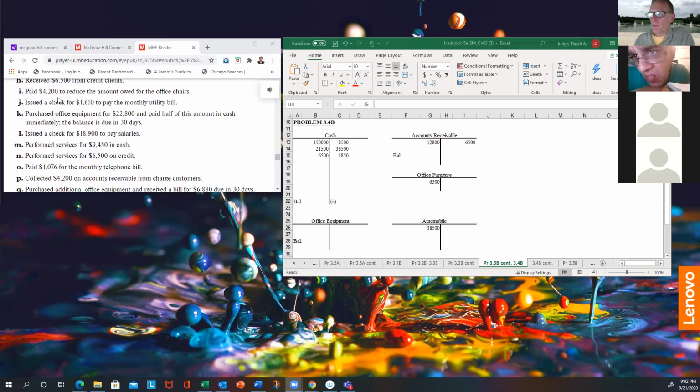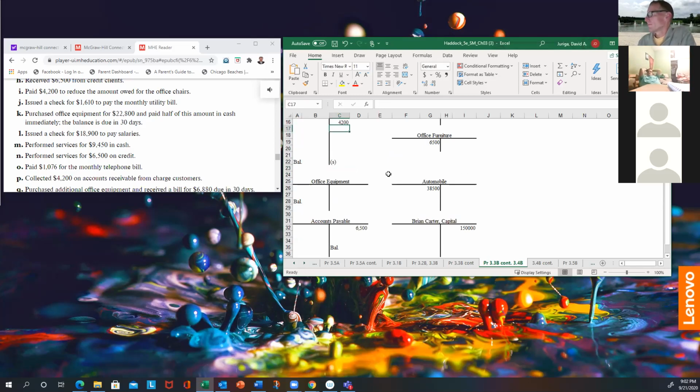So if I paid $4,200, what am I doing to cash? Debit. You're crediting. Okay, credit. And if you didn't say credit right away, go back a step and say, okay, cash is being increased or decreased. And you should say decreased. So if I'm decreasing cash, it has to be credited. So if I put a credit of $4,200 to cash, I have to debit something else. What am I going to debit? Accounts payable. So I go to accounts payable, and I'll go ahead and put a debit of 4,200.